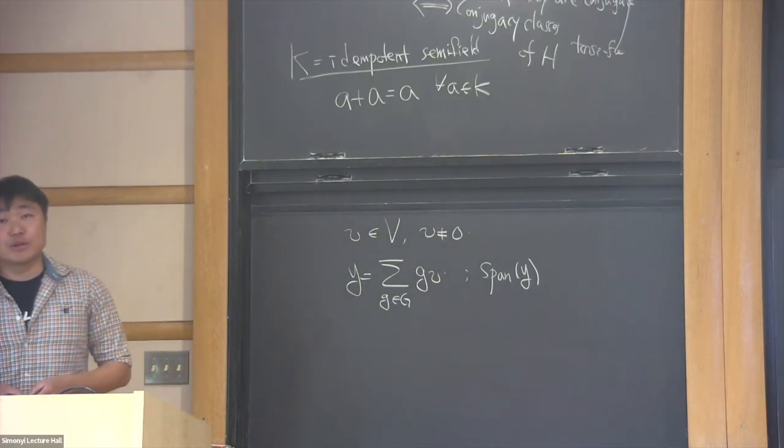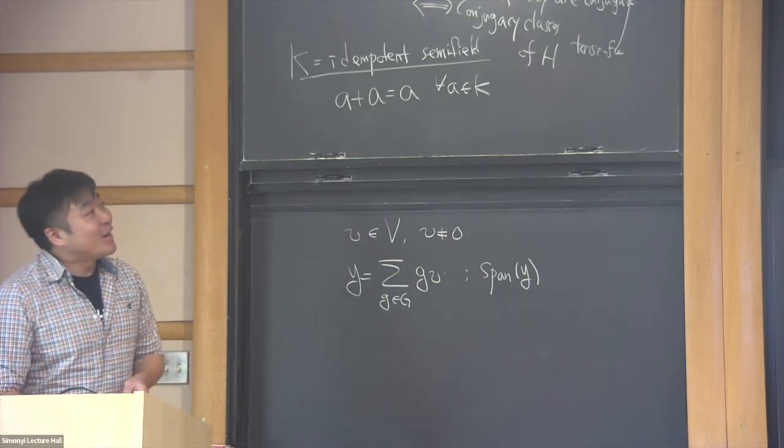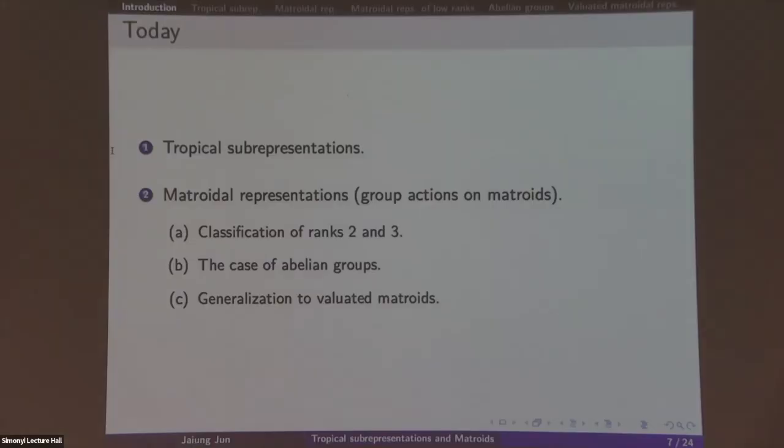Okay, so now the end of introduction. So what I'm going to present today: I'm going to first review the definition of tropical subrepresentations. And then I'm going to explain matroidal representations, which is the same as group actions of matroid. And then I'm going to give you the classification result of rank 2 and 3. And I'm going to specialize to the case of abelian groups. And then I'm going to generalize these matroid representations to the case of evaluated matroid.